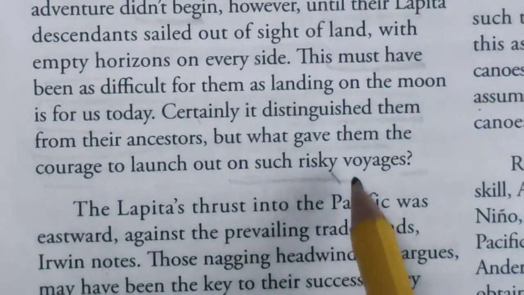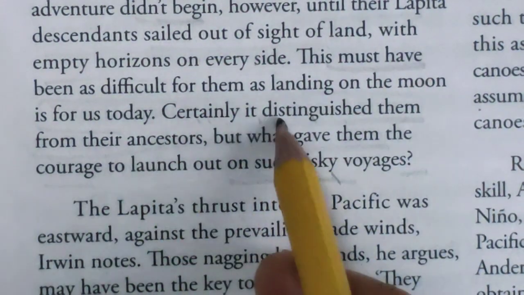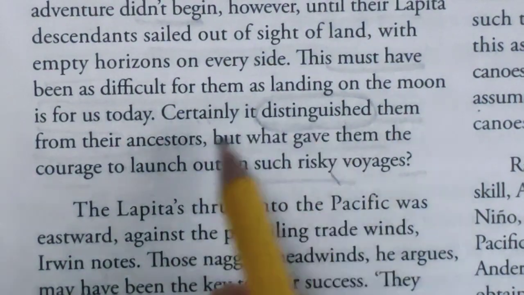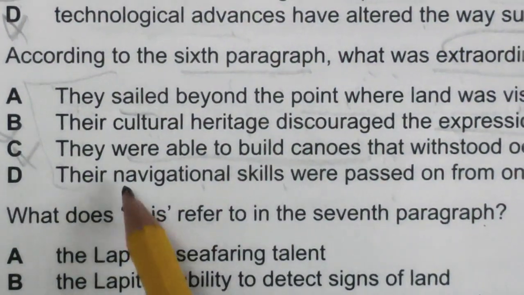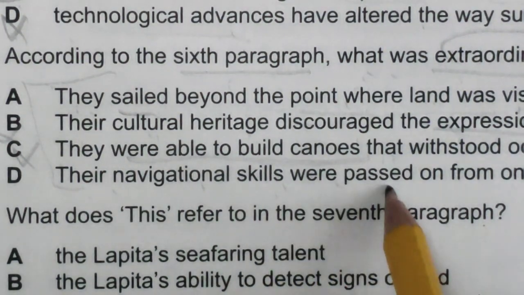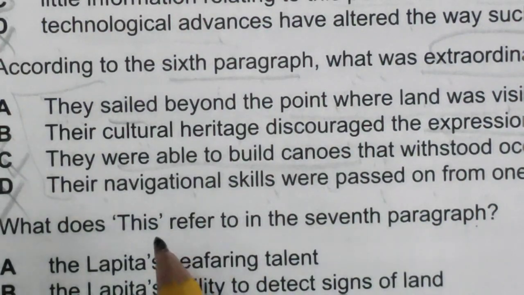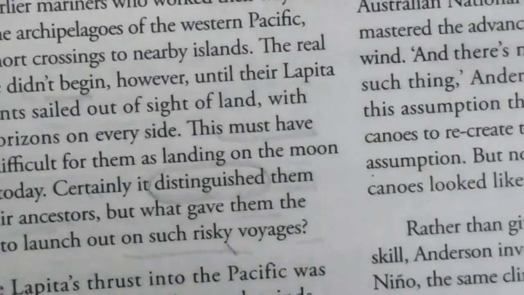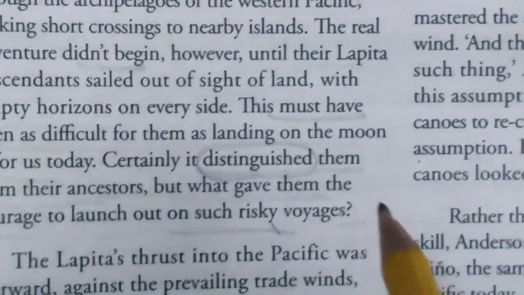You can just look at this. Certainly, it distinguished them from their ancestors. Here they are saying it distinguished them from their ancestors, so they are not the same. So, their navigational skills were passed on from one generation to the next? No. Here it is clearly given that it distinguished them from their ancestors. It means D is also not correct.